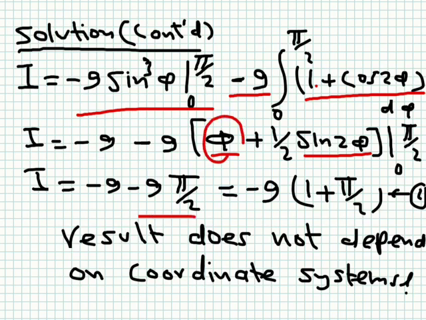So this is the answer that you get, and this is exactly the same answer we got from Cartesian coordinates. And as I said before, a vector is the same vector whether you express it in Cartesian, cylindrical, or spherical. A dot product is the same dot product whether you express it in cylindrical, Cartesian, or spherical. And a line integral, which is work, is the same value whether you do it in Cartesian coordinates, cylindrical coordinates, or spherical coordinates.